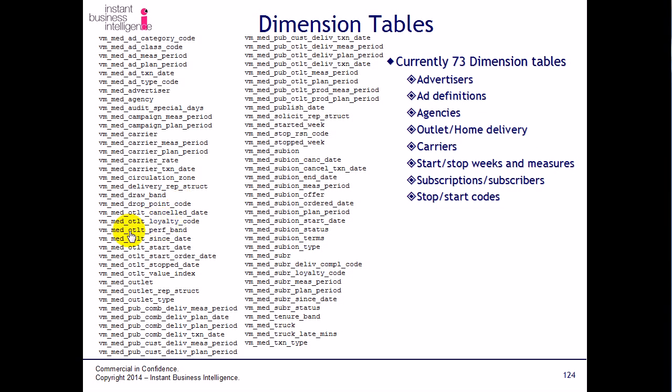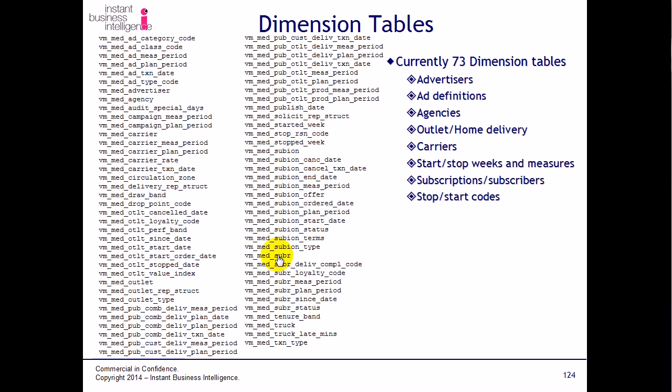The outlet loyalty code, the outlet performance band, the outlet value index, so we index the values of the outlets, and then the actual outlet itself, the outlet reporting structure, the outlet type. So next we have the publication combined. So we have combined delivery measures and outlet delivery measures for all these dates. The solicitation reporting structure, the start week, the stop week, and the stop reason code.